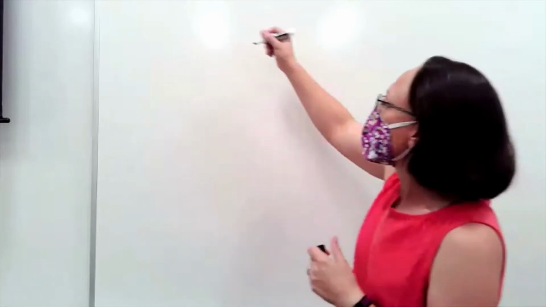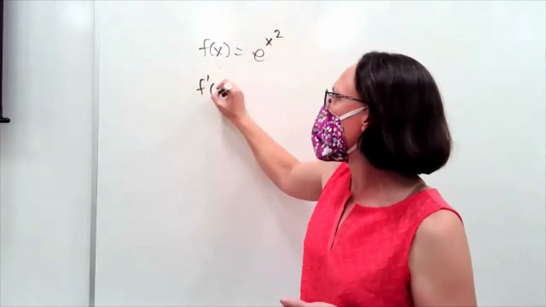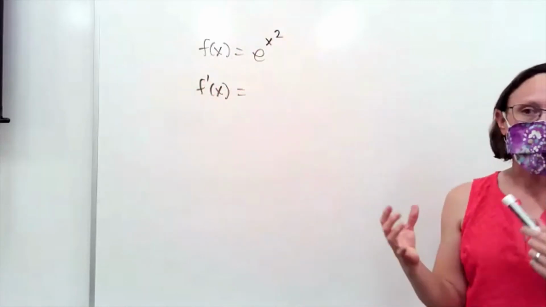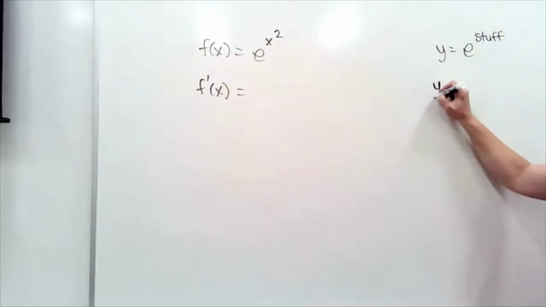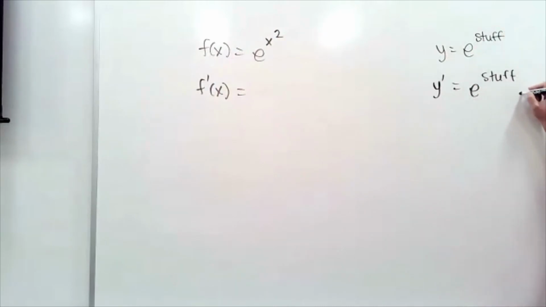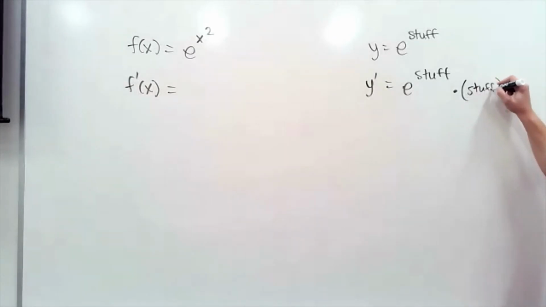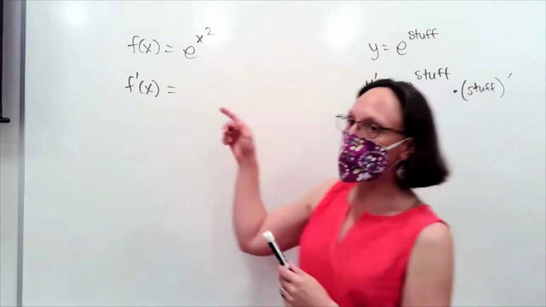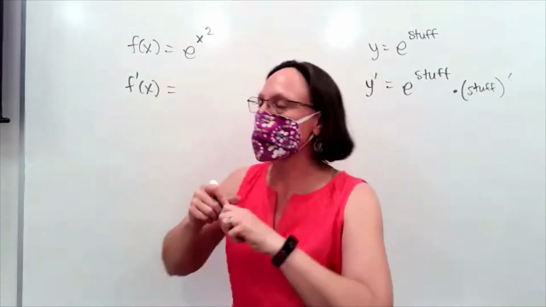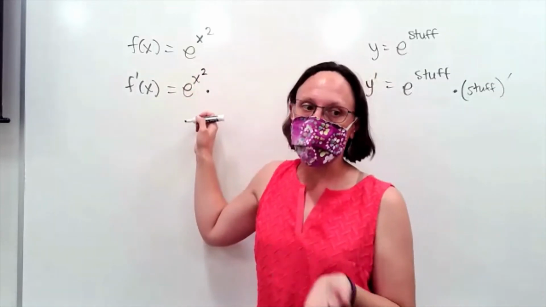So I would say the first one that for sure is going to come up is just using the chain rule. So if I've got f of x is equal to e to the x squared, then chain rule wise, if I have e to some stuff, then our derivative is e to that stuff times stuff prime. At its heart, that's what our chain rule says. So if I take the derivative of e to the x squared, I get e to the x squared back, exactly the same function back, but then times the derivative of the function. So our derivative of x squared is 2x.